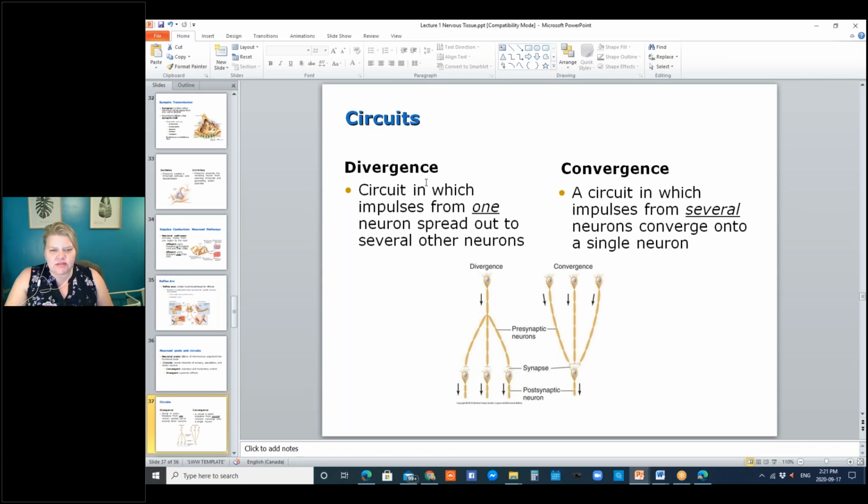So your divergent circuit is a circuit in which an impulse from one neuron spreads out the information to several other neurons, so it can have that systemic effect, right? Like it can bring that information to many different areas of the body. Whereas a convergent circuit is when an impulse from several neurons converge onto a single neuron.